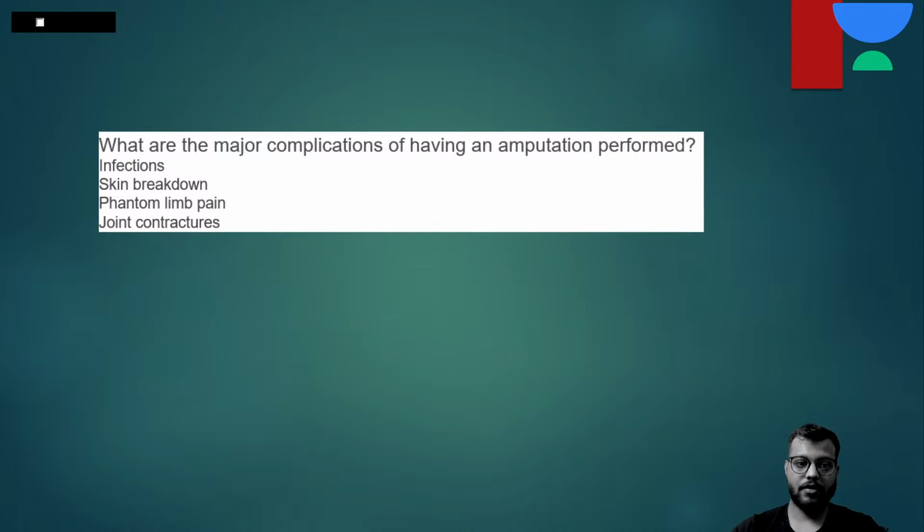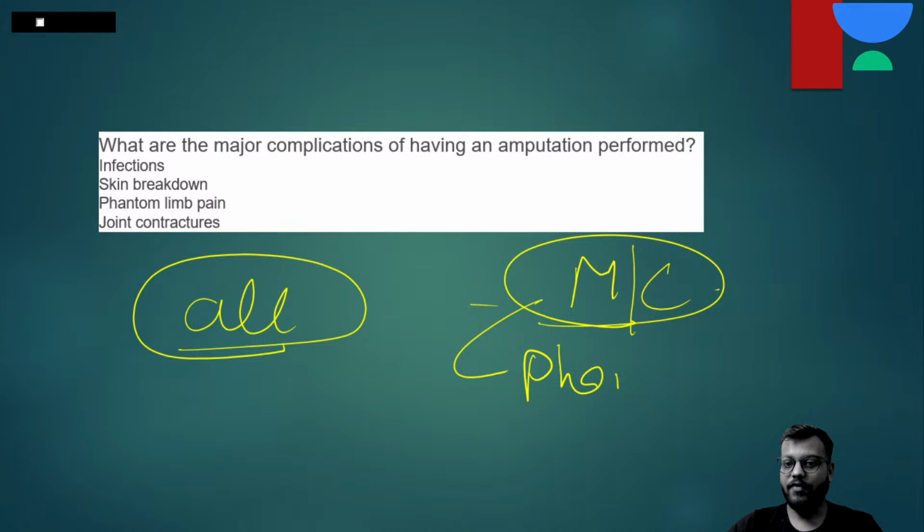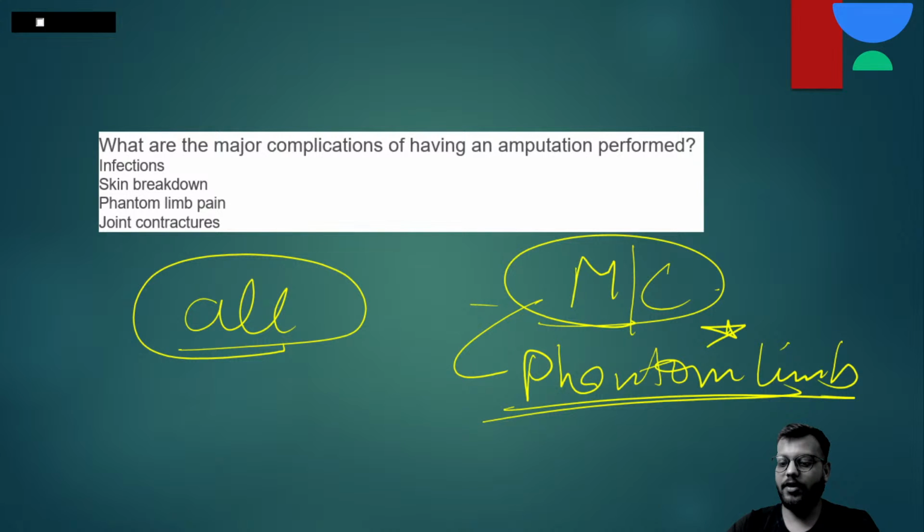Very easy. The answer will be all of these. And if you have to choose the most common complication of an amputation, you will go with the phantom limb. You will go with the phantom limb. Most common complication will be your phantom limb.